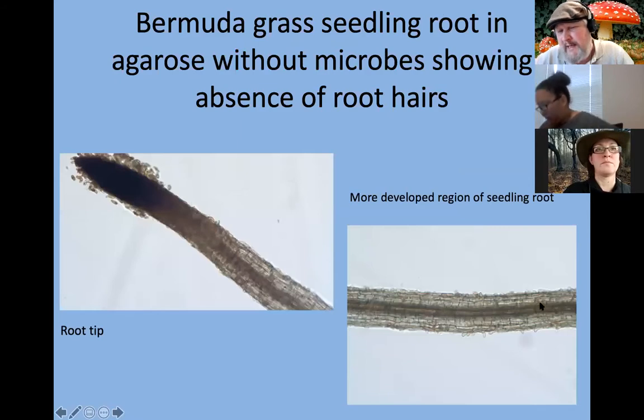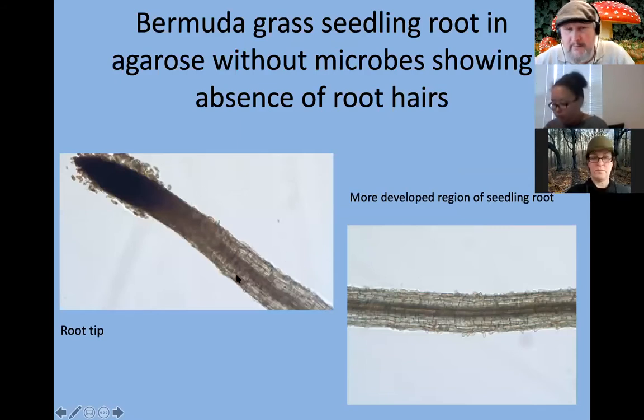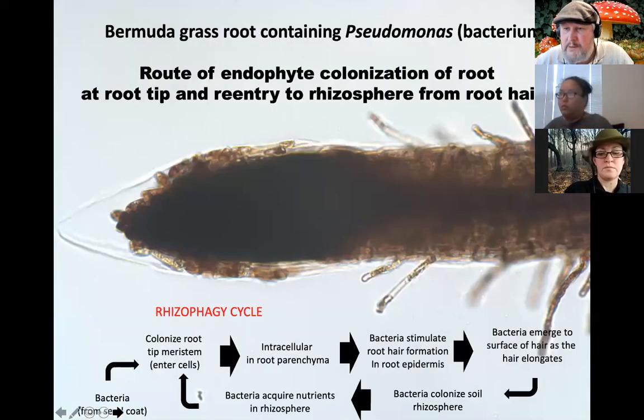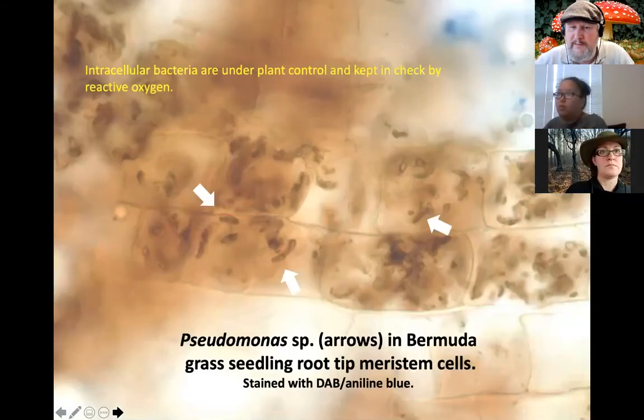This shows actually a Bermuda grass root in which we've removed all the microbes, and you can see the root here, and you can see the root older here to the right. You see there's no hairs on it. But when we put the microbes back on this Bermuda grass, you can see now the hairs form right away in there. So those microbes are necessary for hair formation.